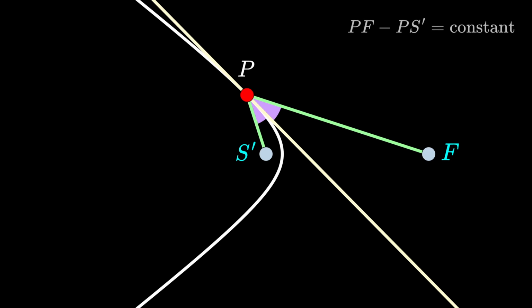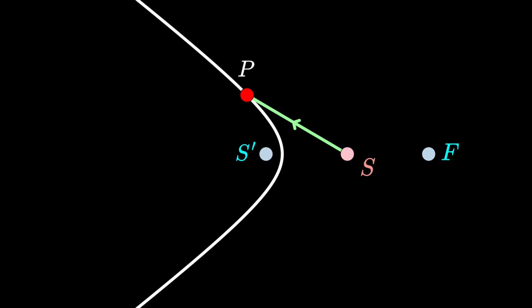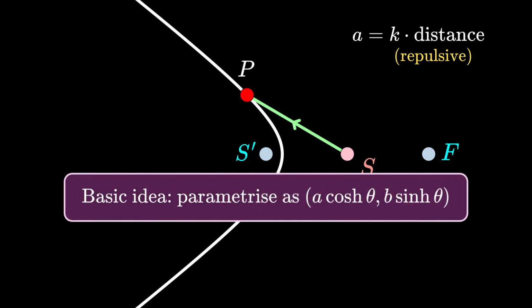Once you know these two facts, the arguments proceed similarly to the elliptical case in the main video. First, we need to show that if the force is always directed to S, the midpoint between the two foci, then it follows Hooke's law, except that it is a repulsive force pointing away from the center S. I won't show much detail about the algebra, but basically, you can parameterize the hyperbola as A cos theta, B sin theta, and follow similar arguments in the main video.